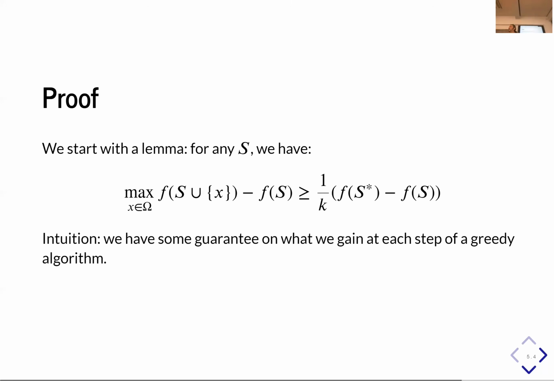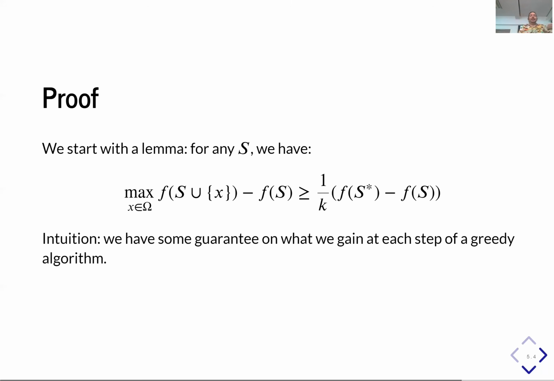Some say it must be less than K, but I checked the proof, and it holds for any set S. Any set, not necessarily included in S star. You don't care at all, no cardinality constraint and so on. Like I said, most proofs give a cardinality constraint, but I didn't find that necessary. Maybe you will tell me it's wrong, but honestly, I don't think you need that.